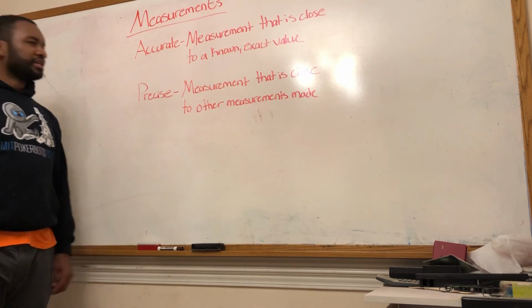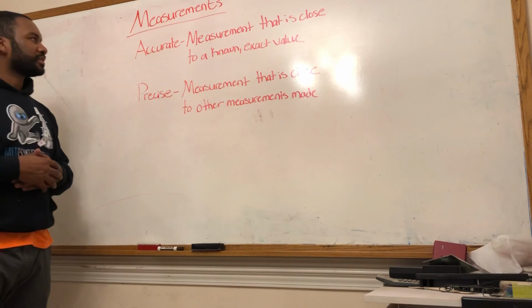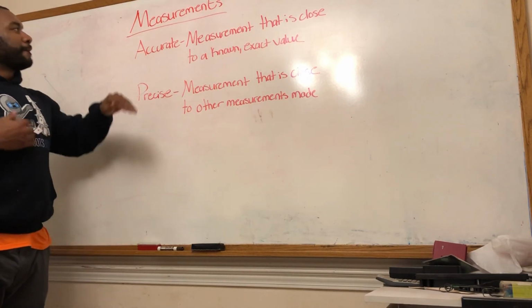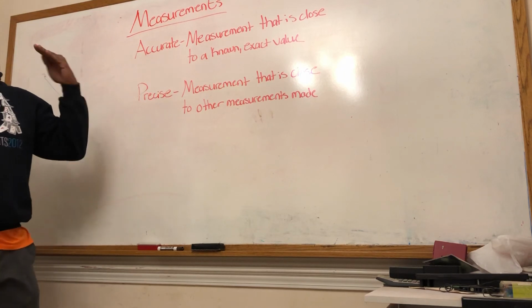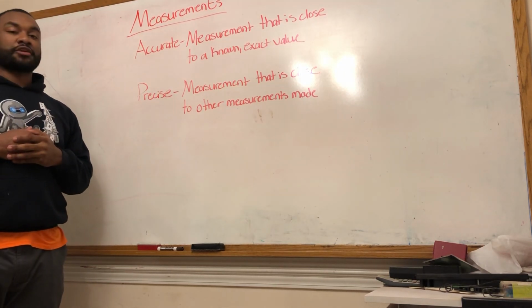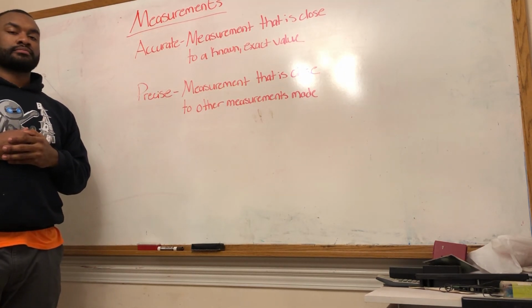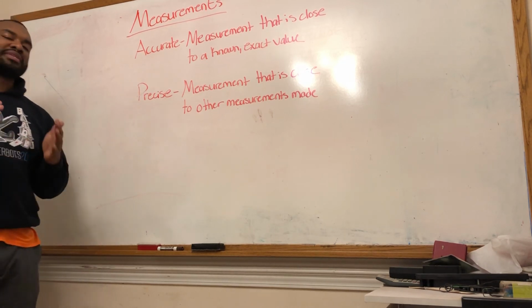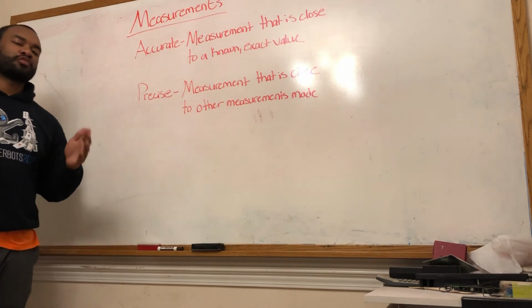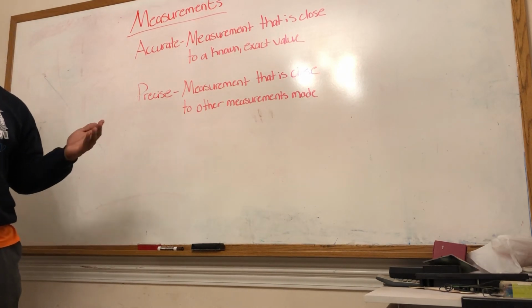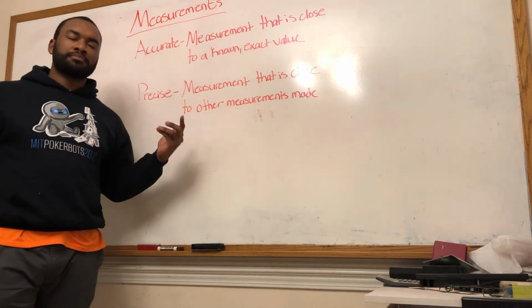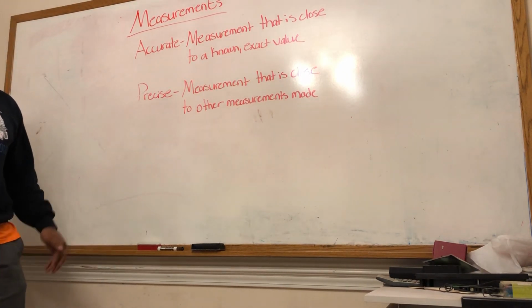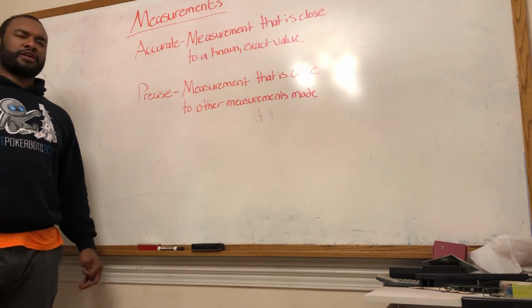So going back to the height example, okay? A measurement that is close to a known exact value. If you were to say Sean is 5'11", that would be accurate, because it's close to the known exact value. I'm actually 5'10" and 3/4 inches tall. So 5 feet, 10 and 3/4 inches tall. Cool. But if you were to say just Sean is 5'11", that's still accurate because it's off by 0.25 inches.